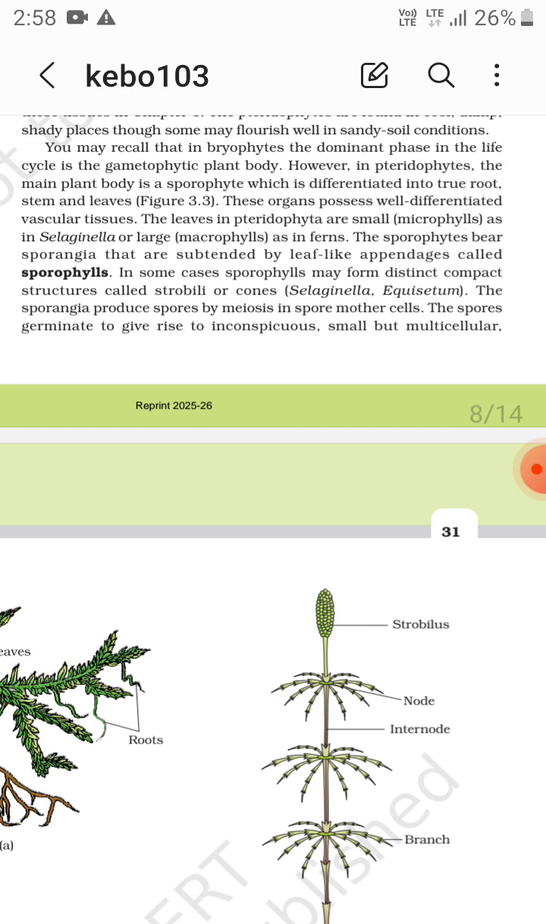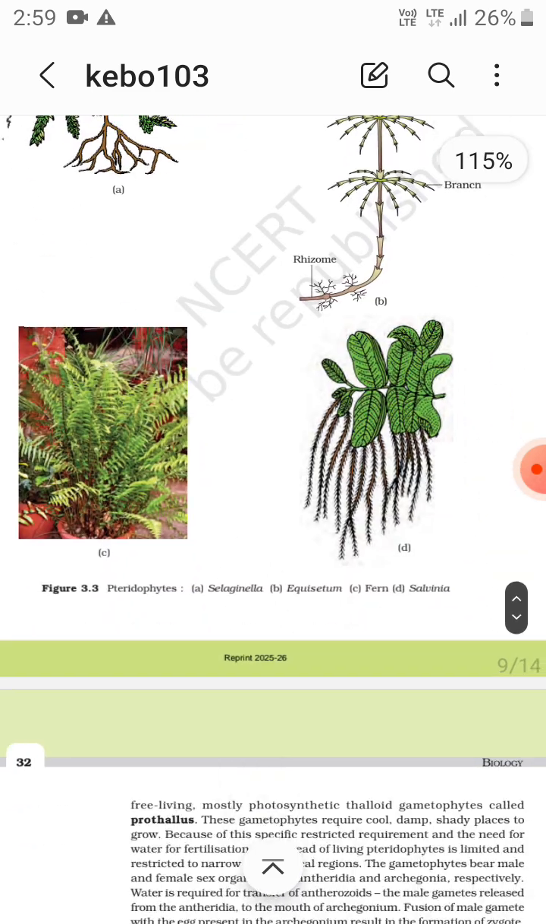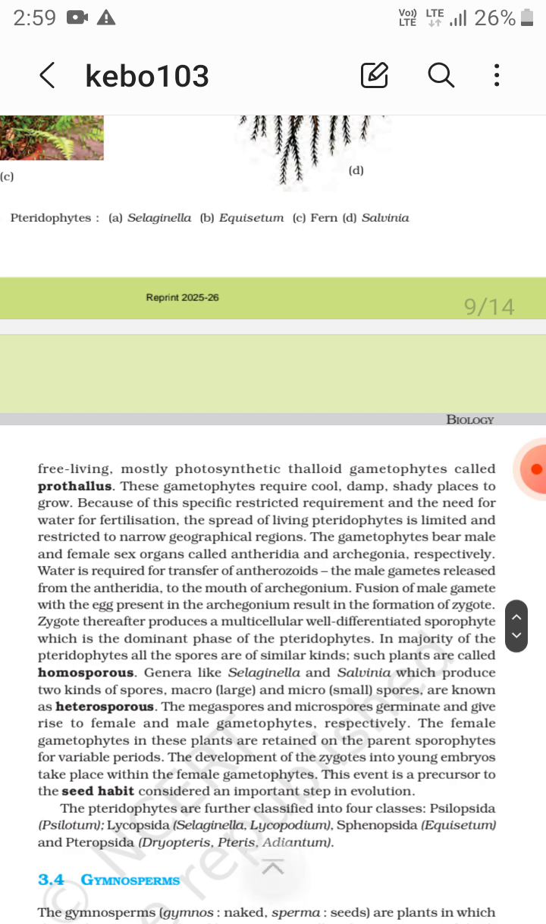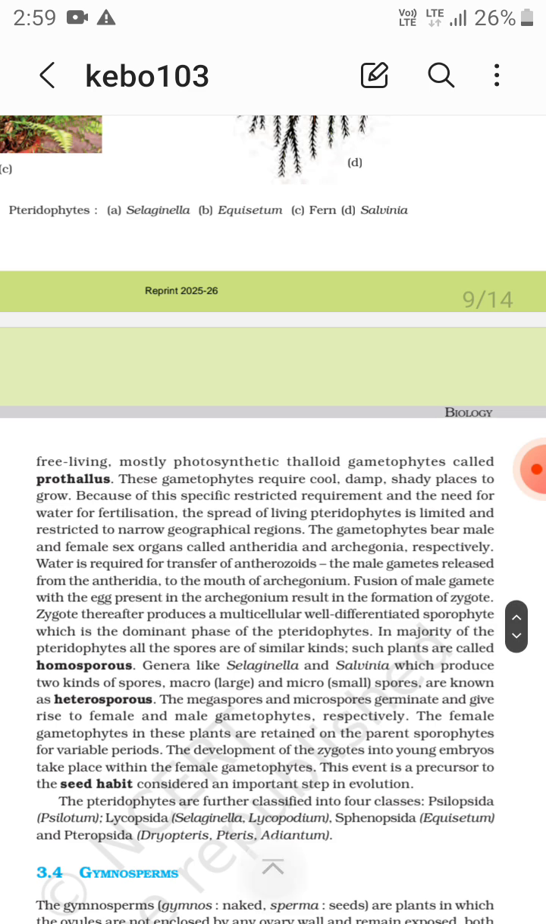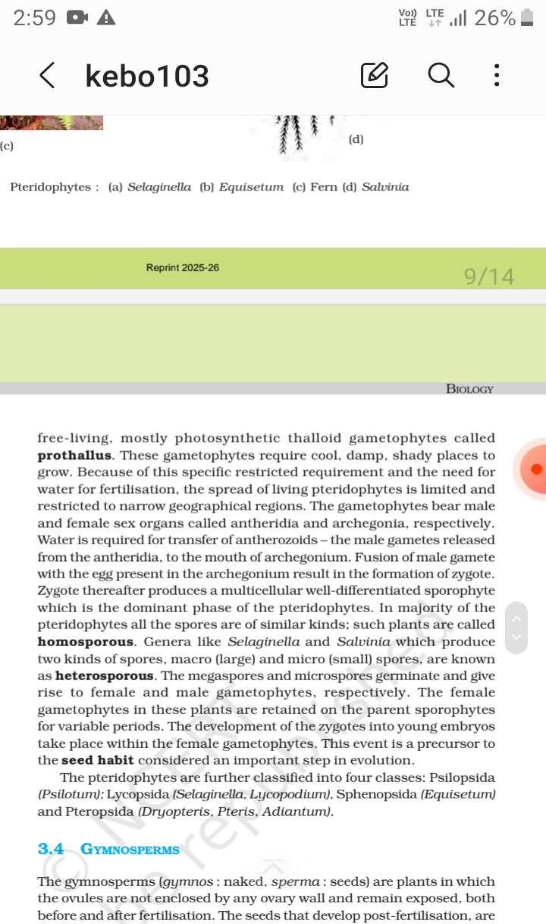The sporangia produce spores by meiosis in spore mother cells. Spore mother cells present in the sporangia produce spores by meiosis, that is reduction division. The spores germinate to give rise to inconspicuous, small but multicellular, free-living, mostly photosynthetic thalloid gametophytes called prothallus. Now these gametophytes require cool, damp, shady places to grow. Because of this restricted requirement and the need for water for fertilization, the spread of living pteridophytes is limited and restricted to narrow geographical regions.